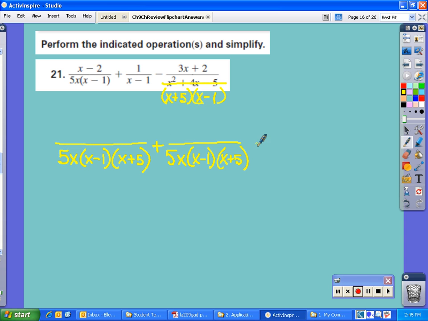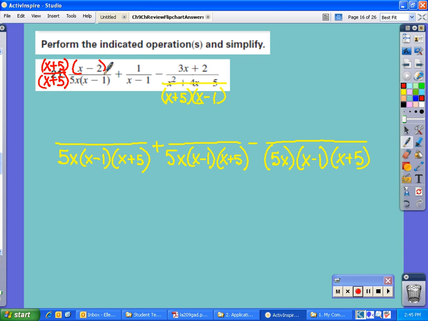Now remember, what we're going to do is we're going to go back up to the top and see for each fraction which part of the denominator might be missing. And we're going to multiply the fraction top and bottom by that factor. So if we look at the first fraction, we have the factors 5x and x minus 1, but we don't have x plus 5. So we'll need to multiply top and bottom by x plus 5.